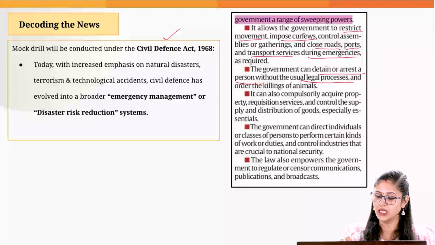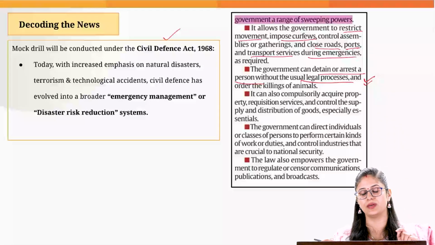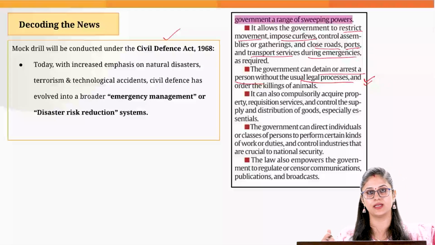Okay. What is this usual legal process? Let me know in the comment section, everyone, which is outlined in our fundamental rights also.